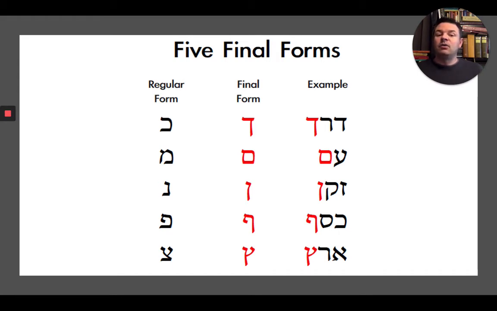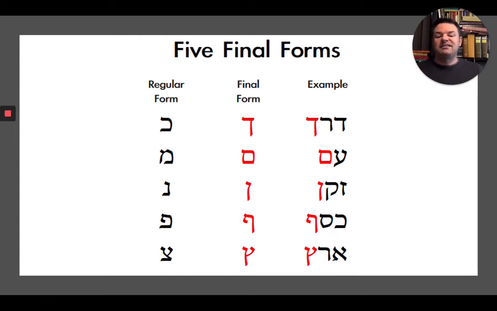Here, we're pronouncing these the same. They're the same letters. There's no difference in them. They just look slightly different. So the Kaf drops down there, and it goes a little bit further. We call that below the line. It drops below the line. The Mem gets a little bit boxier. The Nun does the same thing, where it just kind of lengthens out and drops below the line.